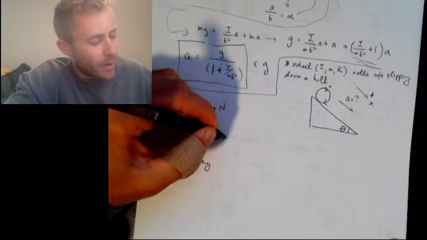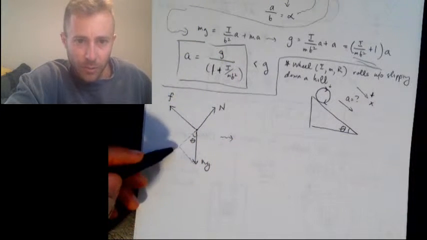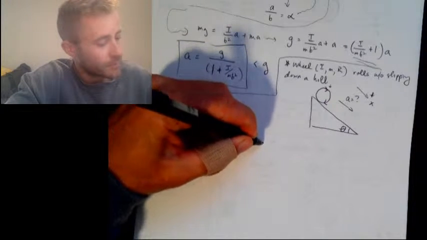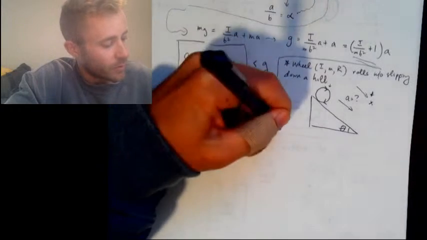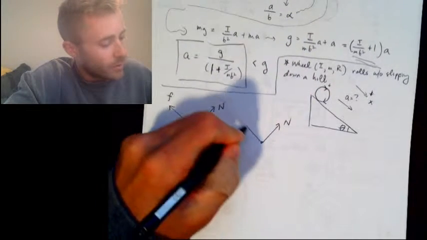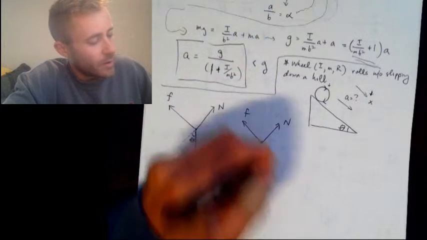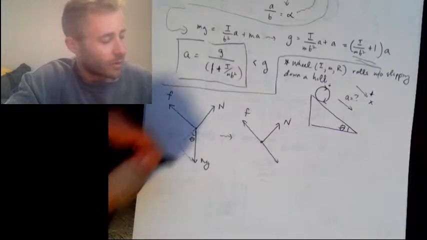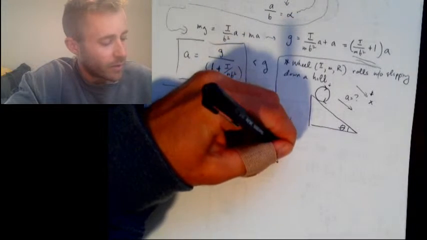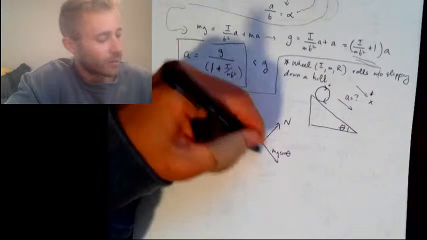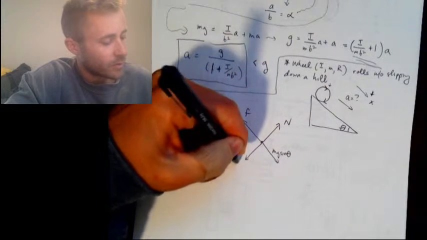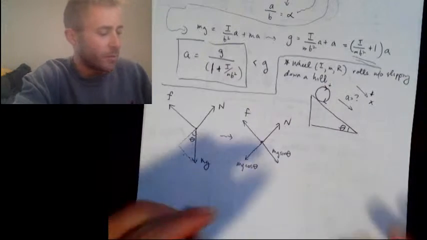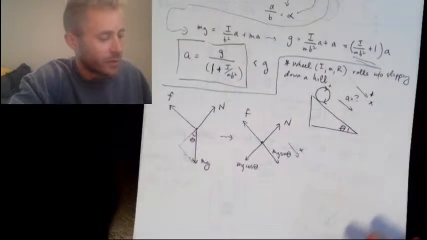So I'm going to take my diagonal force here, which is weight, and I'm going to break it up into components. So I have normal force, friction. This is going to be opposite the angle, so it's going to be mg sine of theta. This is adjacent to the angle, so it's mg cosine of theta. And keep in mind that the x direction is in that sense.